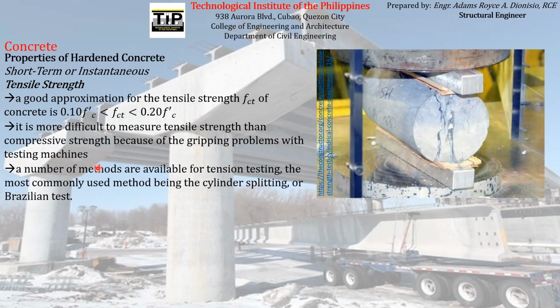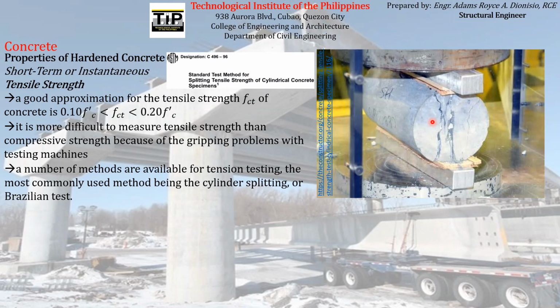There are a number of methods that are available for tension testing. The most commonly used method is the cylinder splitting or Brazilian test, which is actually this kind of test. The setup that you can see here is the Brazilian test, or the cylinder splitting test.